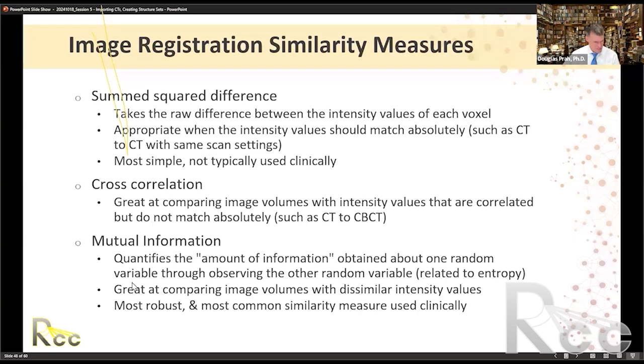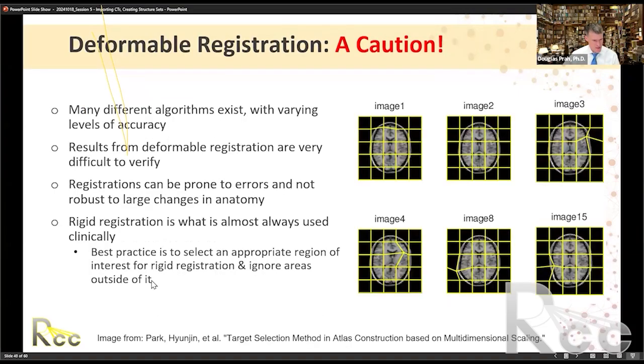And then I mentioned this one earlier, the mutual information. This one is probably the most robust and the most common, but it quantifies the amount of information obtained about one random variable through observing the other random variable. So this is more of a measure of entropy. It's great at comparing image volumes with dissimilar intensity values. So if you're going to go between different imaging modalities, this is a really good one to use.